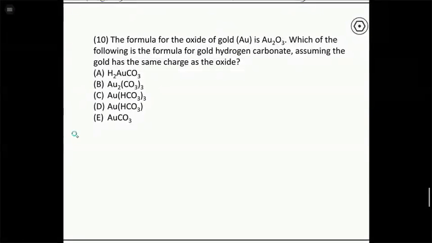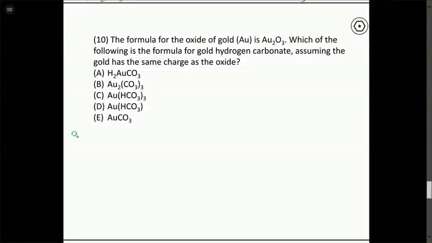The formula for the oxide of gold is Au2O3. Which of the following is the formula for gold hydrogen carbonate, assuming the gold has the same charge as in the oxide? So this is just dealing with formulas for ionic compounds where we have to write out the charges of the two ions and then make sure that they balance each other. Make sure that the positive charge is completely canceled out by the negative charge of the anion.